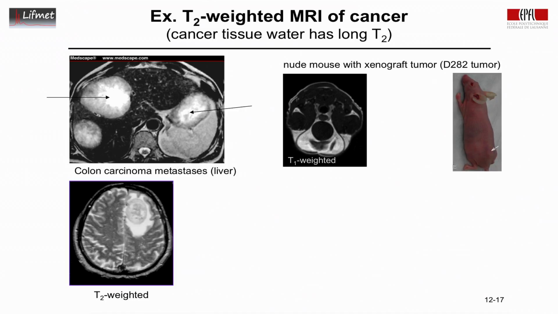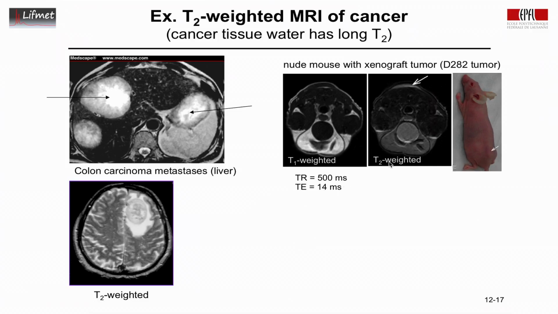Here's an example of a mouse with xenograft tumor. So the tumor is here, implanted here on the surface. This is the T1 weighted image. Just to give you an idea what the parameters are, 500 milliseconds TR, 13 milliseconds TE. This is T2 weighted here. And again, TE is now 40 milliseconds, TR is 2 seconds. And on the T2 weighted image, one can see the xenograft tumor. It's much harder to see on the T1 weighted image. So T2 weighted images are very often used to detect tumor tissue.